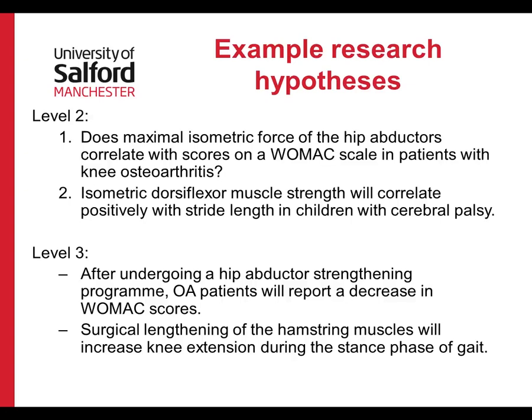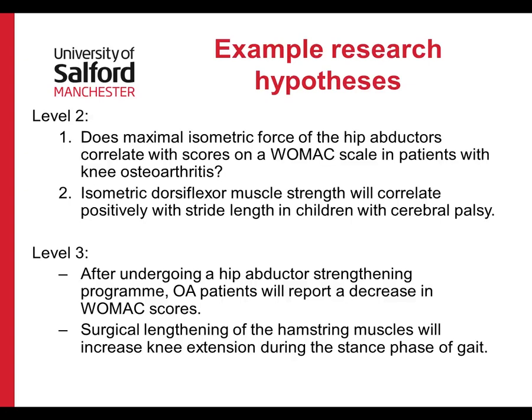Another example would be that isometric dorsiflexor muscle strength will correlate with stride length in children with cerebral palsy. So again, we're saying what we're going to measure, which is dorsiflexor muscle strength, and we're also saying that we're going to measure stride length and specifying the population. And we've actually anticipated the direction of the correlation. We're saying it's going to correlate positively. So that's something that's sometimes included in a hypothesis.